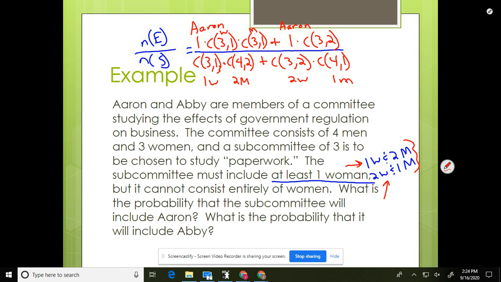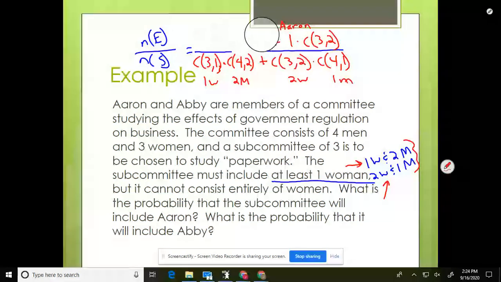I should have chosen a different name for Abby, something like maybe Be Nice, but we'll go with Abby here. So I want to figure out the probability the subcommittee will include Abby. It's very similar. My denominator does not change. That's still my same sample space. So all that needs to change is my numerator. It's going to be done kind of in a similar fashion.